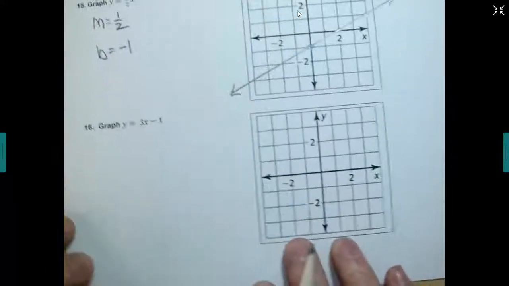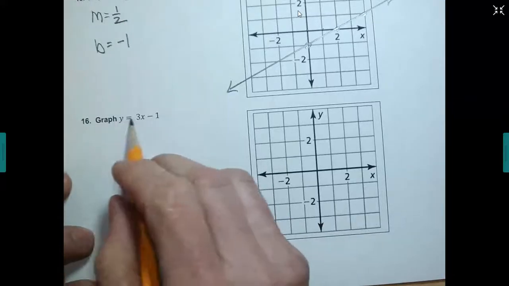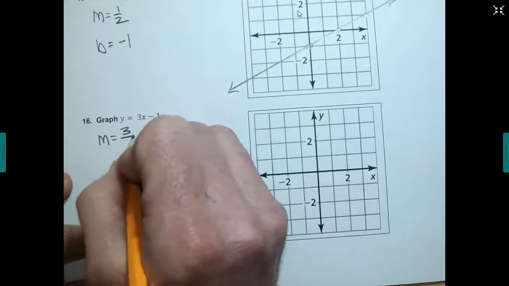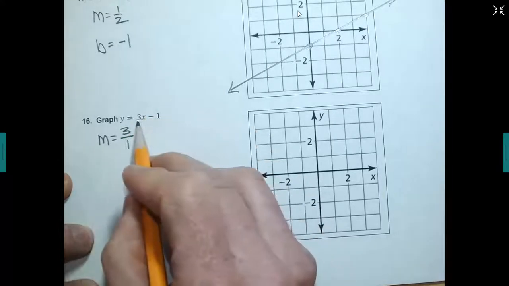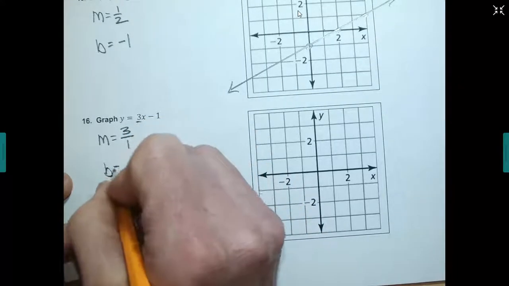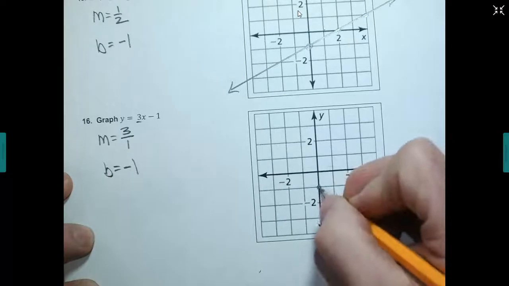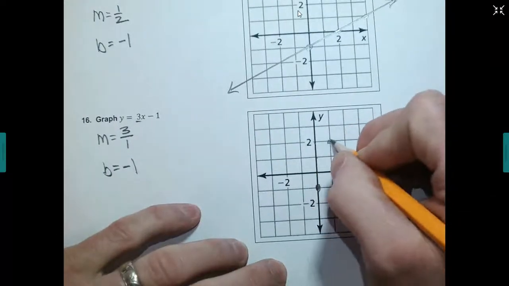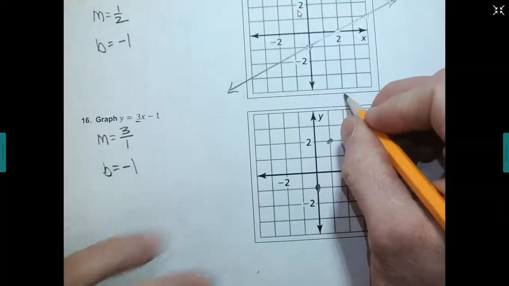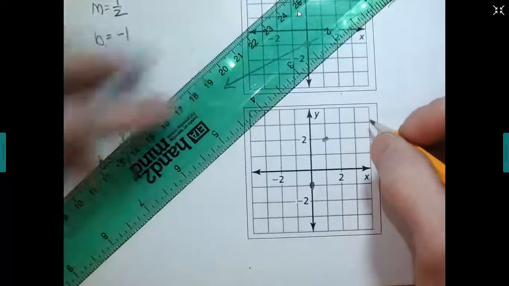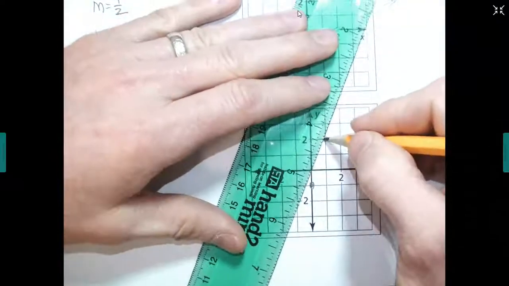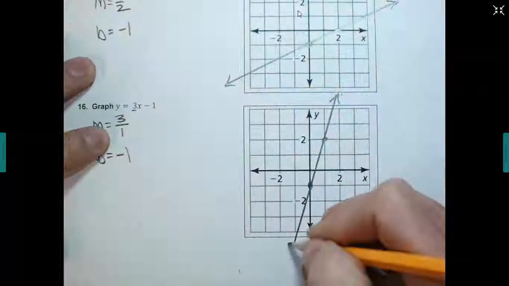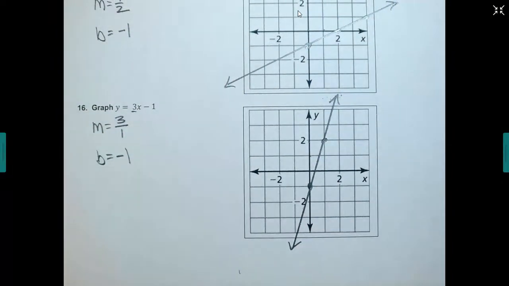Alright, graph this next one. y equals 3x minus 1. Well, my slope is 3 over 1. It's 3. My y-intercept is negative 1. The y-intercept is the same. And then I go up 3. 1, 2, 3. Somewhere over here. And that's your line.